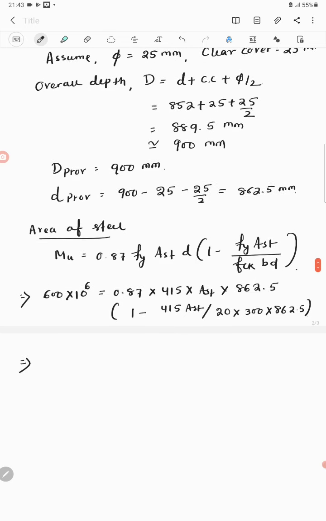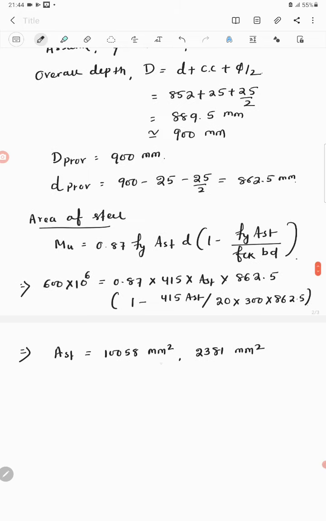This will be a second degree quadratic equation. So after solving this equation, you will get two values of Ast. One is this and another 2381 mm square. Okay, now you have to check this Ast required. It should be within the minimum and maximum value as per the code.